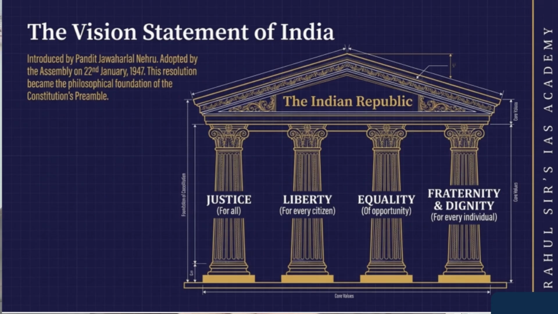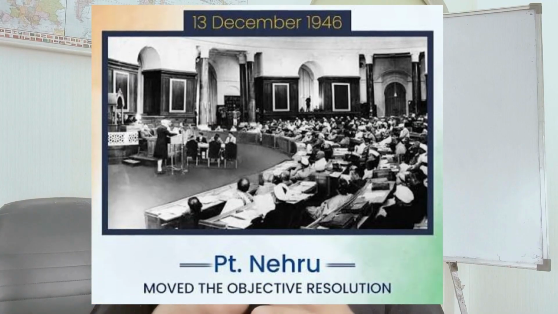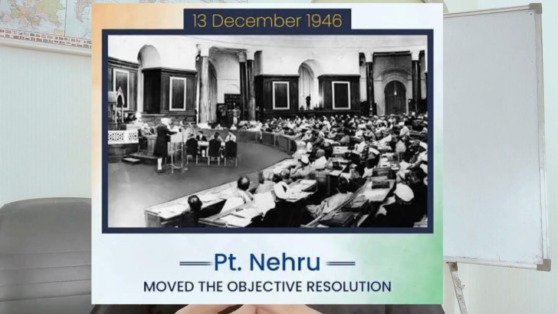On the 22nd of January 1947, the Constituent Assembly adopted the Objective Resolution. Many of the ideals expressed in this resolution would later find their place in the preamble of the Constitution. In many ways, it became the philosophical foundation of the Constitution of India.